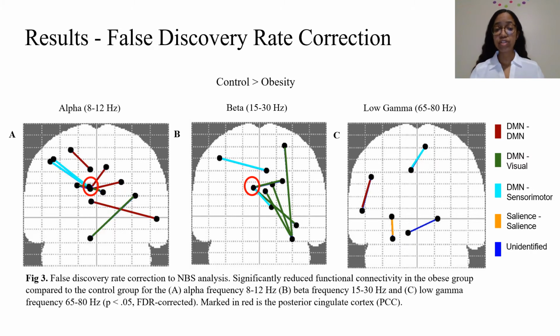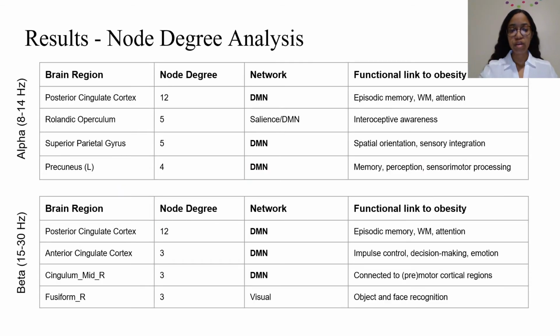I also want to draw your attention here to the posterior cingulate cortex, which is circled in red, which was significantly affected in both the alpha and the beta frequency. Lastly, node degree analysis was computed to identify affected brain regions with the highest degree of within and across network interactions. And what we found was that regions pertaining to the DMN were among those highly implicated. But more significantly, I want to draw your attention to the fact that in both the alpha and the beta frequency, the posterior cingulate cortex, or the PCC, was the region with the highest node degree, and the significance of that will be discussed shortly.